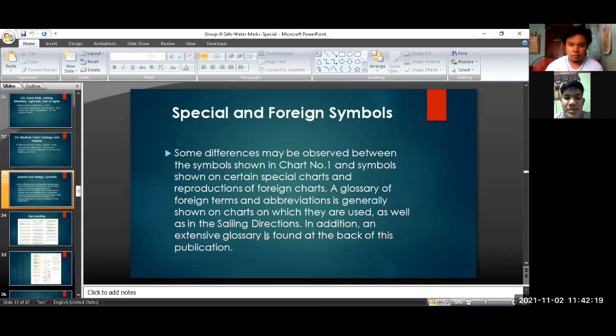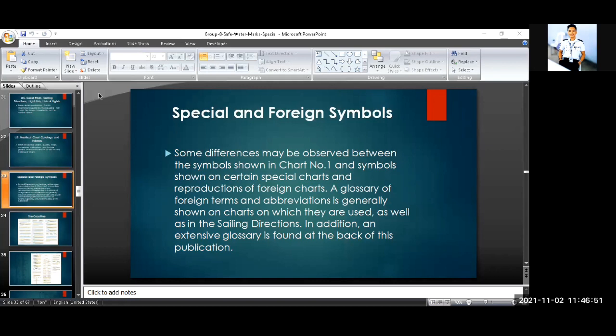special and foreign symbols. Some differences may be observed between the symbols shown in Chart Number 1 and symbols shown on certain special charts and reproductions of foreign charts. A glossary of foreign terms and abbreviations is generally shown on charts on which they are used, as well as in the Sailing Directions. In addition, an extensive glossary is found at the back of this publication.